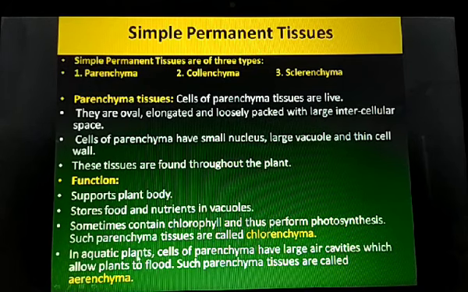In aquatic plants like water hyacinth and lotus, you must have seen that they float on the surface of water, and this is again because of parenchyma, but modified parenchyma. The cells of parenchyma have large air cavities which allow plants to float. Such parenchyma tissues are called aerenchyma.